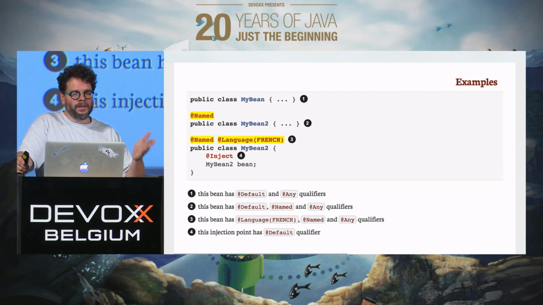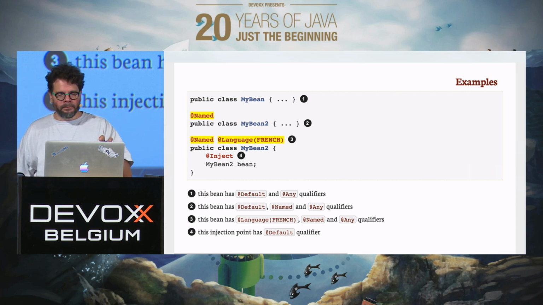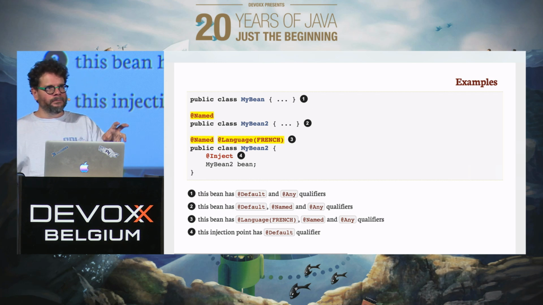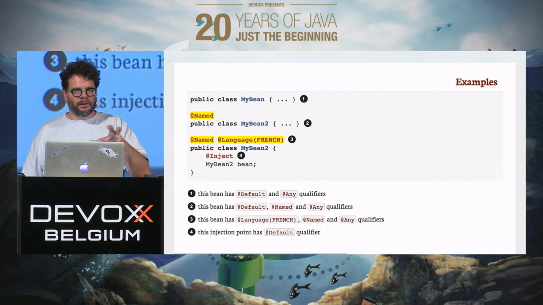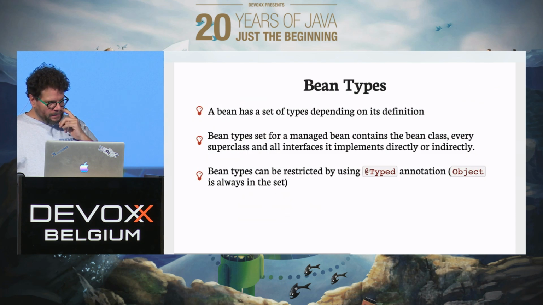So we will look for a bean of type MyBean2 with the @Default qualifier, so without qualifier. Now that we saw the way CDI does bean type injection, dependency injection based on type and qualifier, perhaps it's time to talk about the type of a bean.